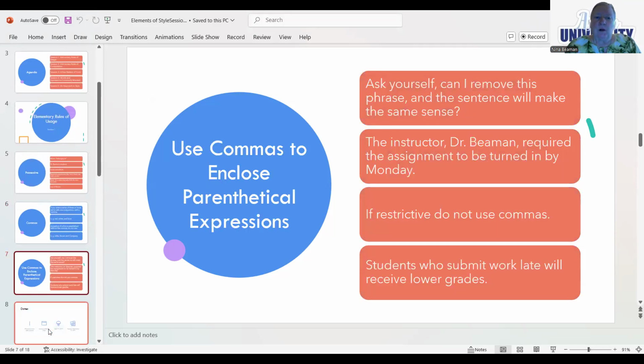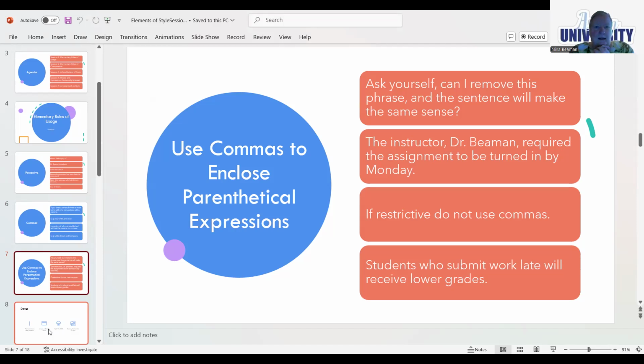So you use commas to enclose what we call parenthetical expressions. Parenthetical expressions, I want you to think of, it could be in parentheses or it could be between commas. So ask yourself, could I pull this phrase out and it still makes sense? The instructor, Dr. Beaman, required the assignment to be turned in by Monday. Could you say the instructor required the assignment to be turned in by Monday? You could. You've got a subject and you've got a verb. And so you've got a sentence. You don't need Dr. Beaman, but you're clarifying it with a parenthetical expression, either in parentheses or between 2 commas, but you have to have both of them.